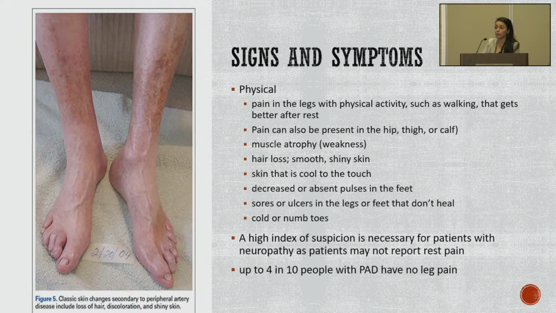In our diabetic population, our neuropathic population, we really want to make sure that we don't just assess for pain, right? Because a lot of these people are neuropathic. They're not going to tell us they have pain. So we really have to have a high index of suspicion and look at the lower extremity as a whole.